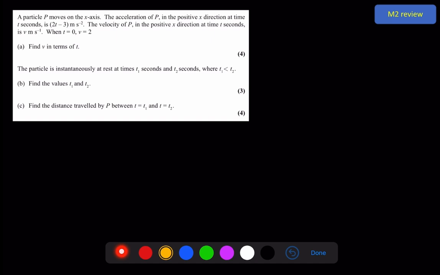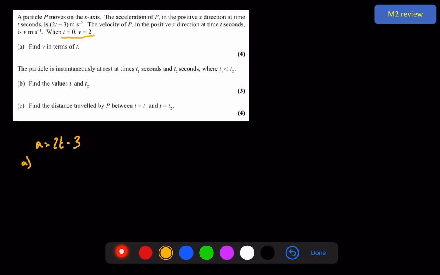The acceleration of P in the positive x direction at time t seconds is given by 2t minus 3. So we've got a is equal to 2t minus 3. The velocity of P in the positive x direction at time t seconds is v, and it does not start at rest. Here we've got the velocity is 2 when time is 0. Part A, find v in terms of t.